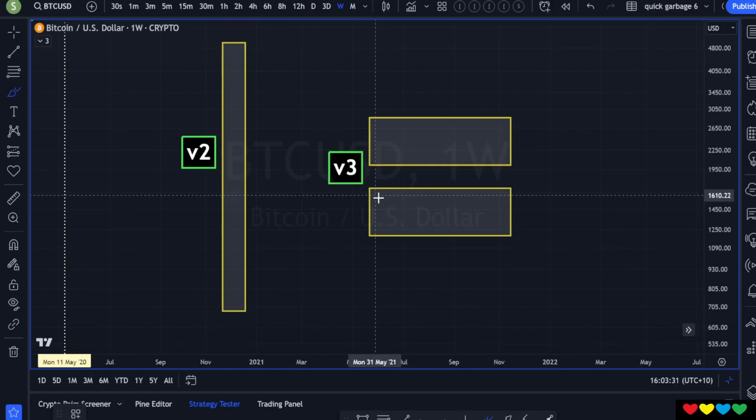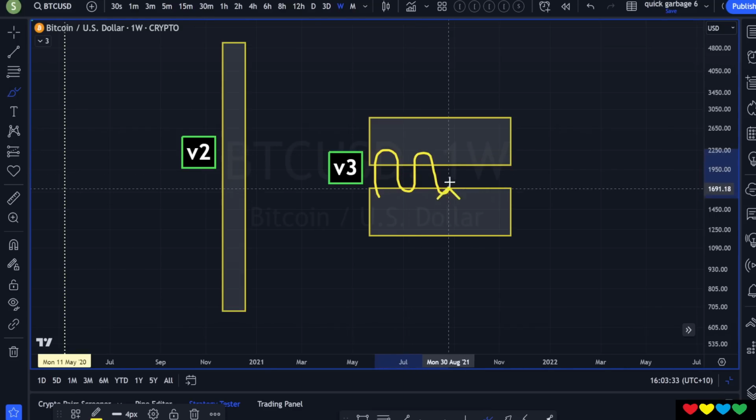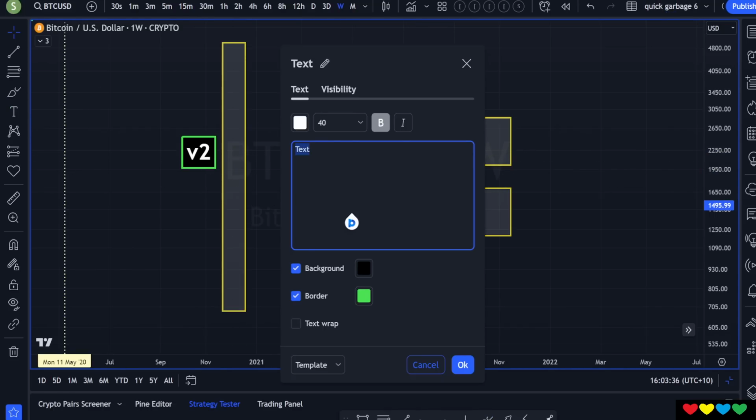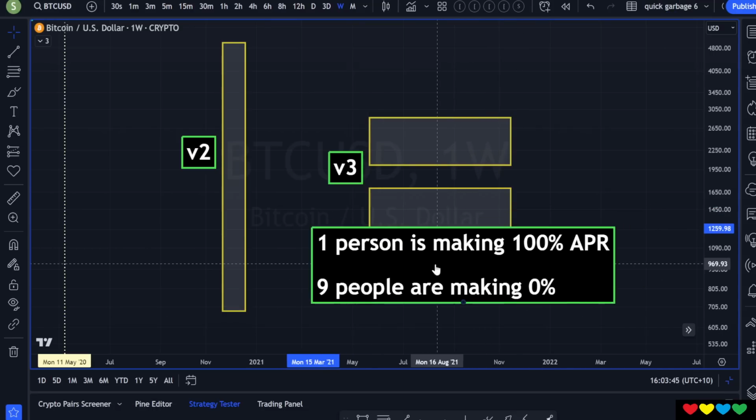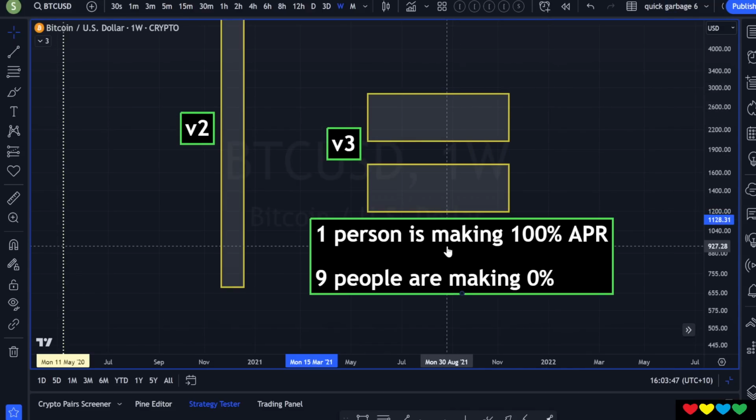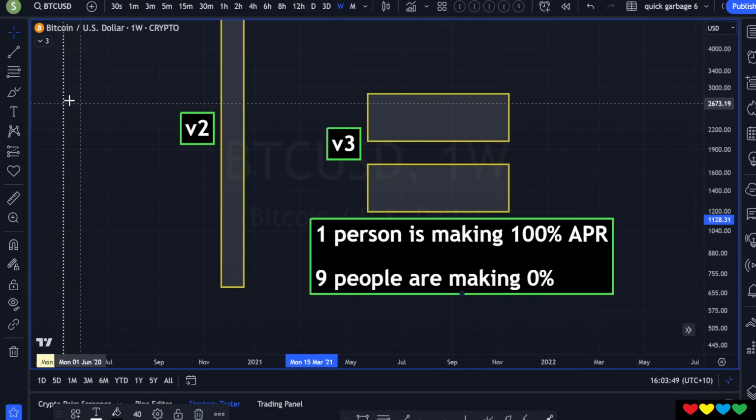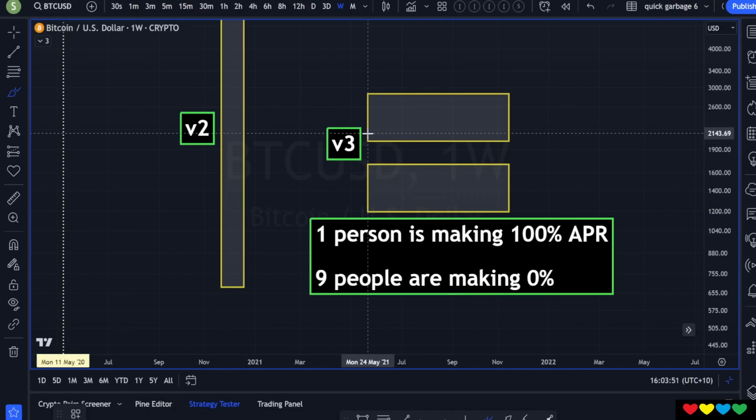So this is the funny part. The people in between, this is what it actually looks like. Out of 10 people, one person is making 100% APR, 9 people are making 0%. This is actually what happens. I'm not joking, this is the real number. So when I say one person, I mean a quant fund, a hedge fund, someone out there who has very good statistical modeling about how they can predict the movement of Ethereum up and down.